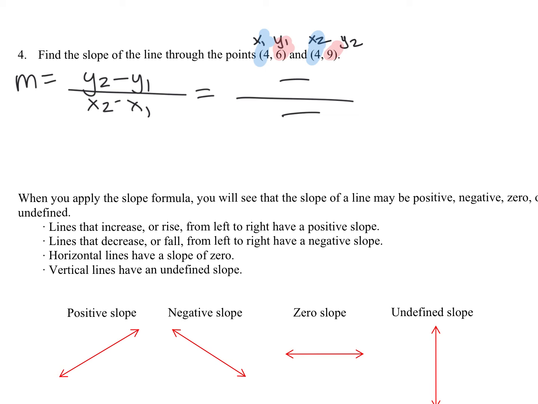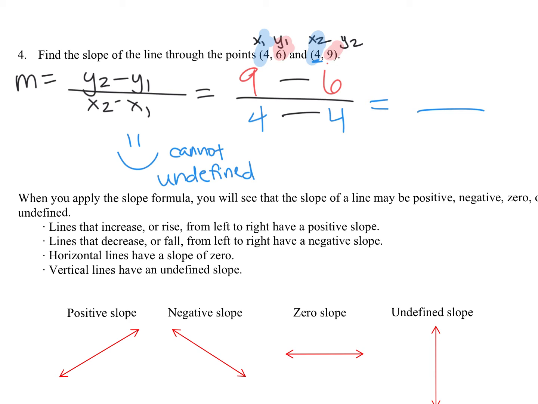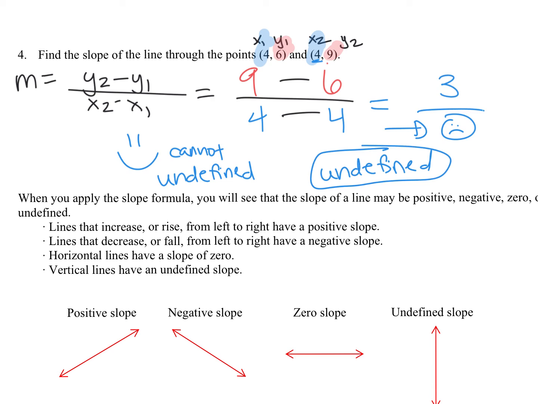So once again, my y value is going to be y2, which is 9, minus y1, which is 6. And then I'll do 4 minus 4 for my x values. Now if you type that into your calculator, you might get undefined or cannot divide by 0. 0 is in the denominator, and that's impossible. So when this happens, we have what we call an undefined slope.